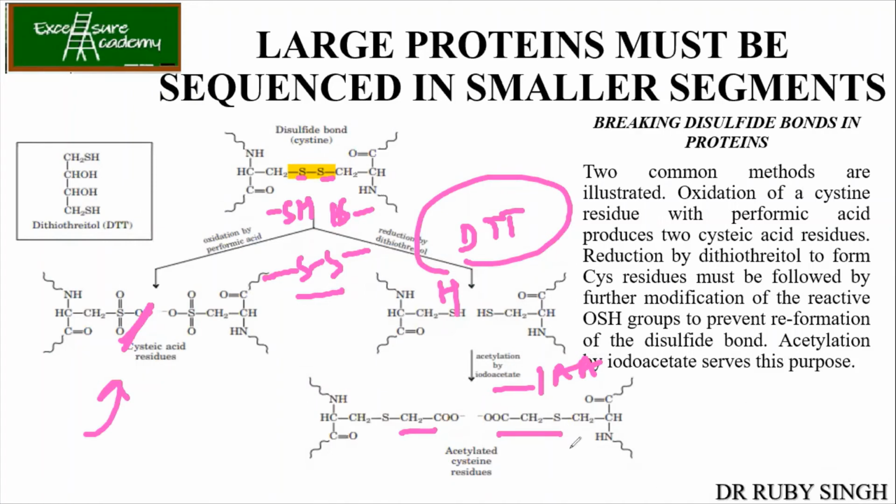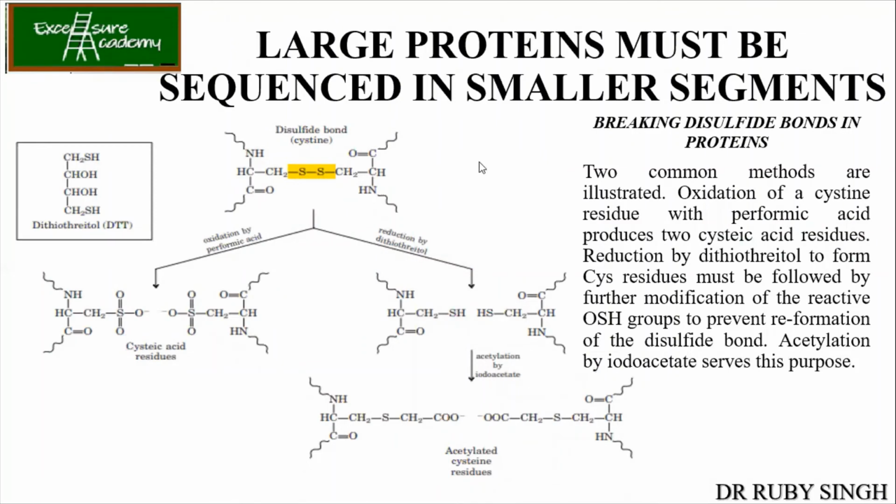So there are two methods. One is oxidation of cysteine residues using performic acid. It will give you cysteic acid residues. Please remember, cysteic acid residues. If you are doing the reduction by DTT, the cysteine from your disulfide bond will form cysteine amino acids, right? Then there are chances that reformation of the disulfide bond will take place. So you need to carry out another step, that is acetylation by IAA, that is iodoacetate. It will prevent the reformation of disulfide bonds. So these are the two methods by which you can break the disulfide bond.